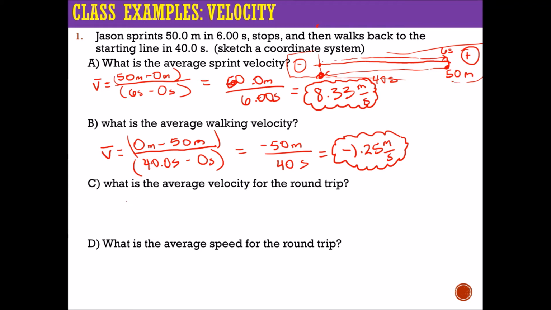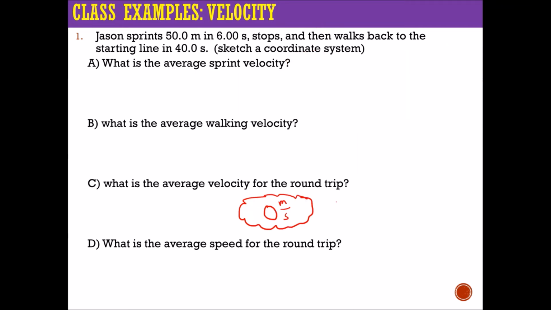For C, what is the average velocity for the round trip? The average velocity is going to equal his final displacement, which was at the 0 mark, minus the initial position, which was at the 0 mark. So you can see here already that even though it took 46 seconds, the answer is still going to be 0 meters per second. It's kind of mind-boggling because you would think, okay, what is the average speed? But we're not talking about speed here, we're talking about average velocity. So over the whole trip it is 0 meters per second.